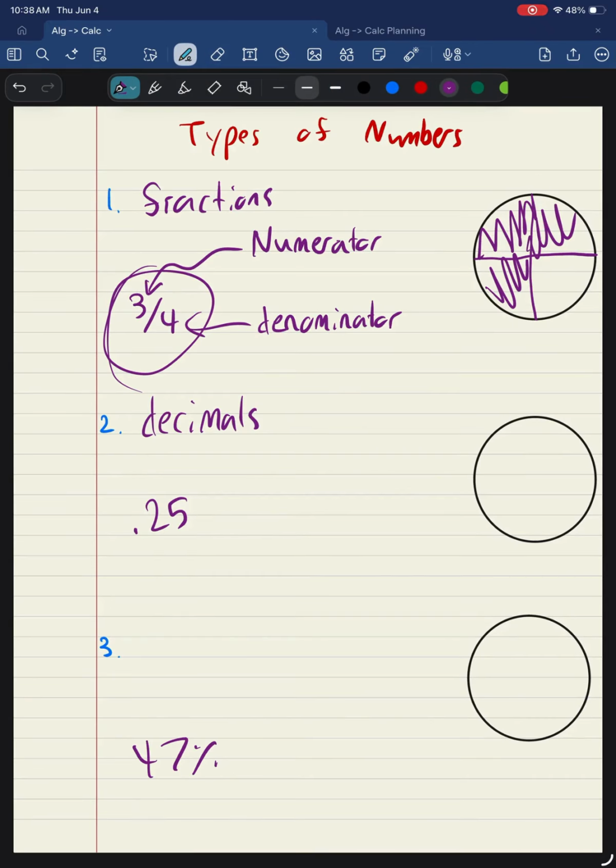So let's do the same thing that we just did. So we have this whole circle right here. If we were to shade 0.25 of it, we know that it would be only a quarter. Kind of similar to the previous example, right? Because 0.25 is only a quarter out of the whole, right? And now moving on to percents.